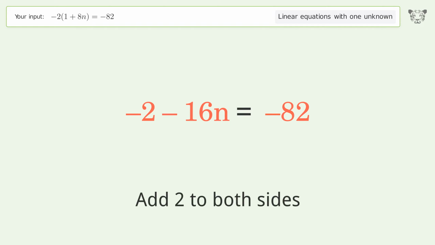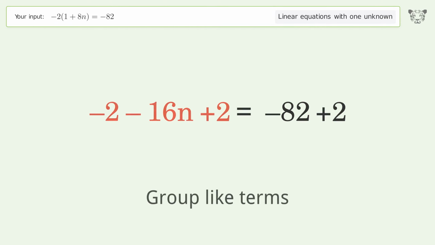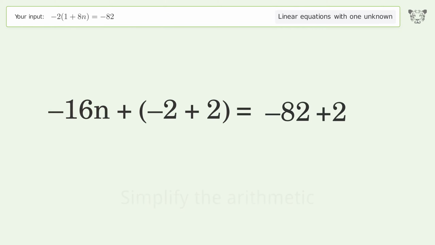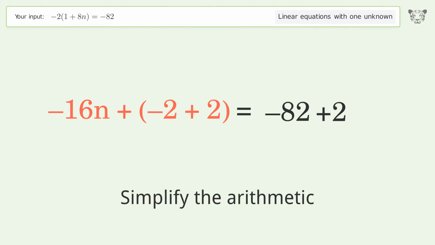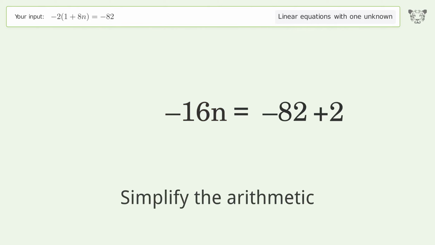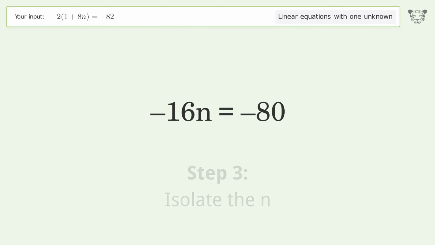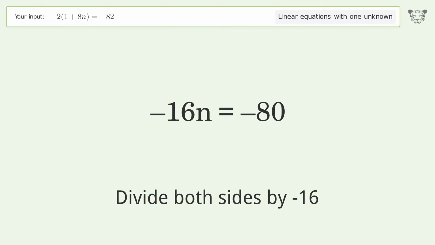Add 2 to both sides. Group like terms. Simplify the arithmetic. Isolate the n. Divide both sides by -16.